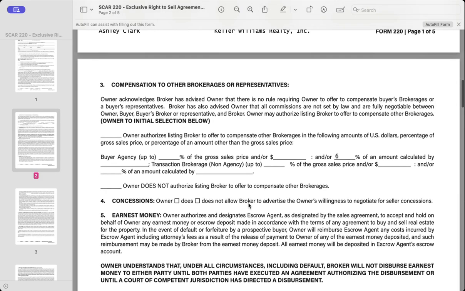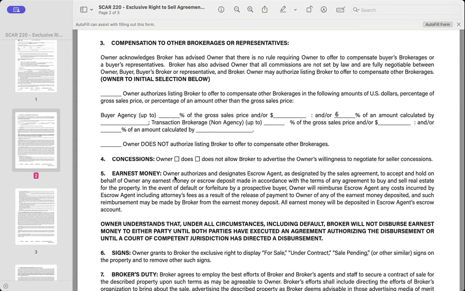Section 3. This describes whether or not the owner would be offering compensation to other brokerages, and if so, how much. So there's a place for the owner to initial here if they are willing to offer compensation for other brokerages, and then a place here if the owner does not agree to offer compensation. If there is compensation being offered, this is where the amount will be listed, whether it's a percentage or actual dollar amount.